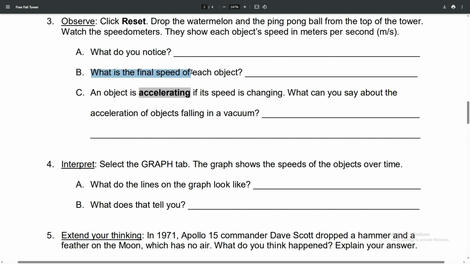What is the final speed of each object? If they're different, make sure you write watermelon and the speed, meters per second, and then the ping pong, the meters per second. If they're the same, just write the speed. An object is accelerating if the speed is changing. What can you say about the acceleration of the objects in the vacuum? So, are they dropping at a constant speed? Are they accelerating quickly? Write down what you think is happening with the acceleration of the two objects.